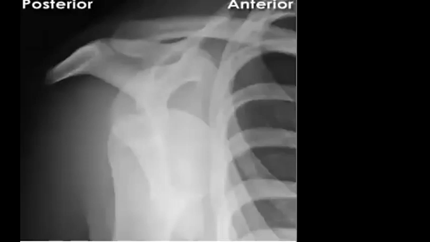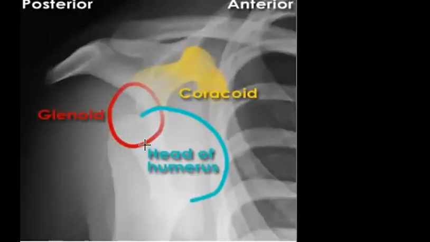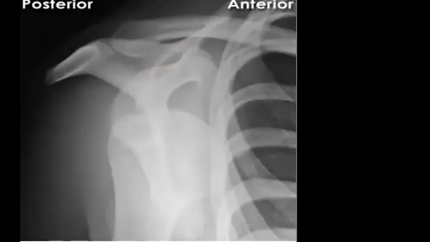Okay, I'll just mute the voice. Okay, and here it will be in the inferior location to the coracoid process. Is it clear for you now?